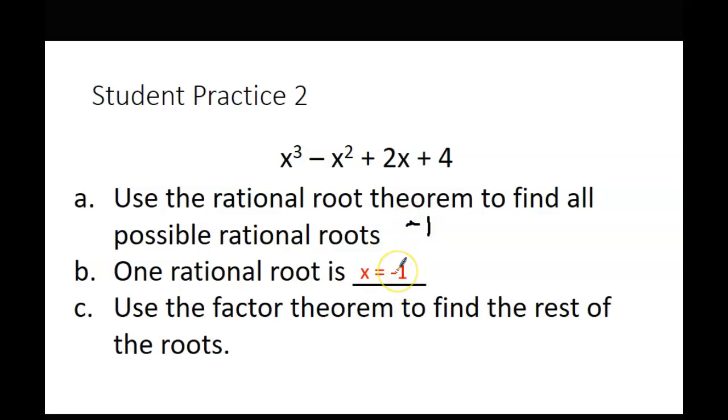Oh, that's part B. Part A is where you list the possibilities. Oh, okay. 1, 2, 4. Good. Positive and negative 1, positive and negative 2, positive and negative 4.